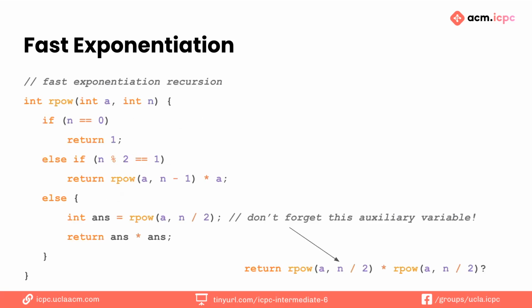And here we implement that exponentiation recursively. When n is 1, we just return 1, and when n is odd, we calculate a to the n minus 1 power and multiply by a. Otherwise, we calculate a to the half n power and then we square it. Notice that we have to use this auxiliary variable here, otherwise we are not calculating fewer amounts.